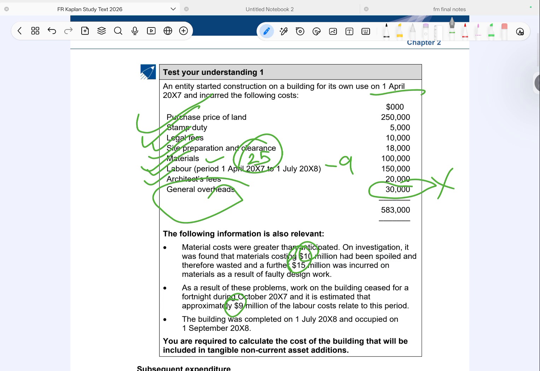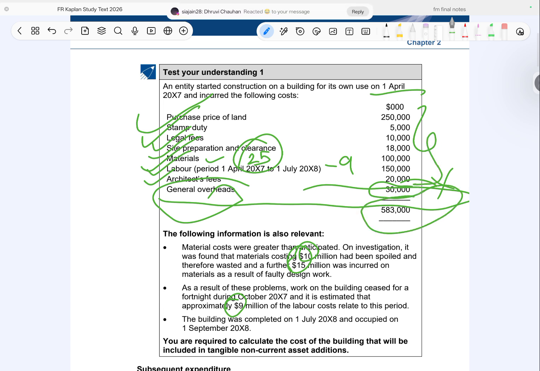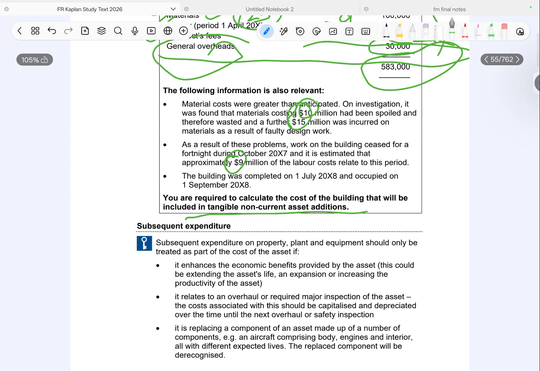That is also our own mistake, not the fault of the asset builders; the 10 million was wasted because of our mistake. And because of that, we had to do 15 million more work. Why? Because that again is our mistake, not the fault of whoever built the asset. So we'll minus 25 and minus 9 for that, and we'll exclude general overheads completely, and we'll just add all of the remaining costs, and whatever the new total is going to be is included in the tangible non-current asset.